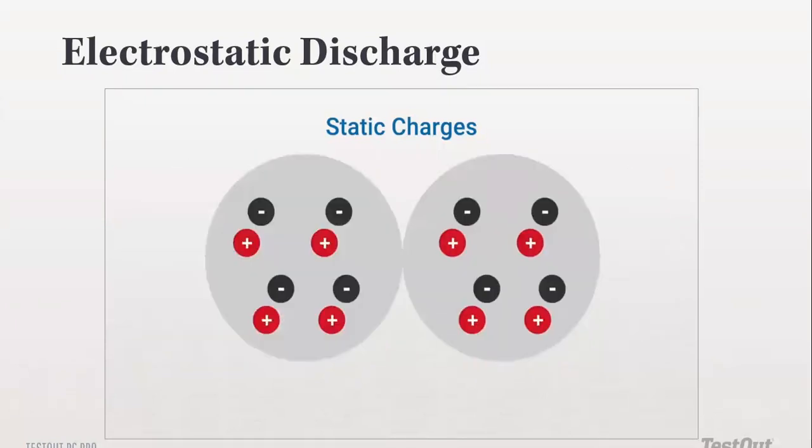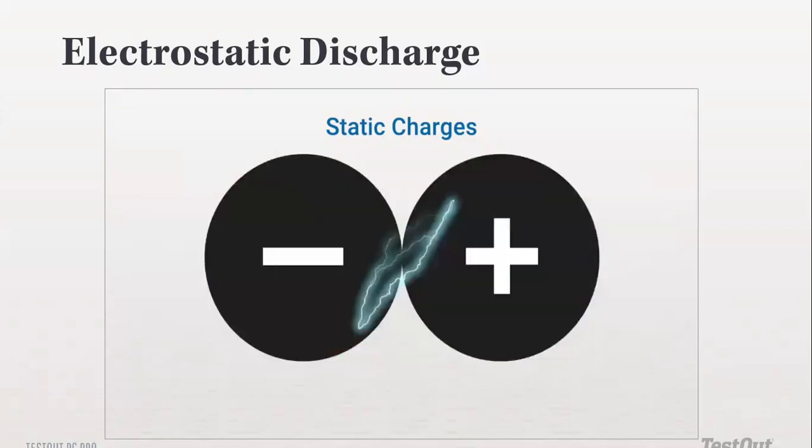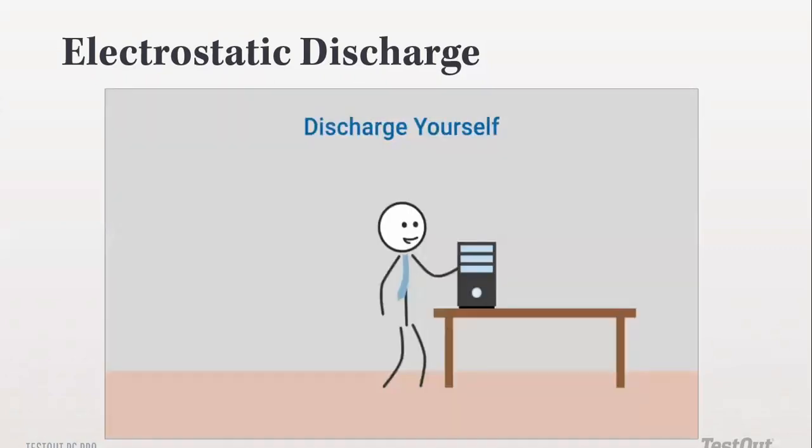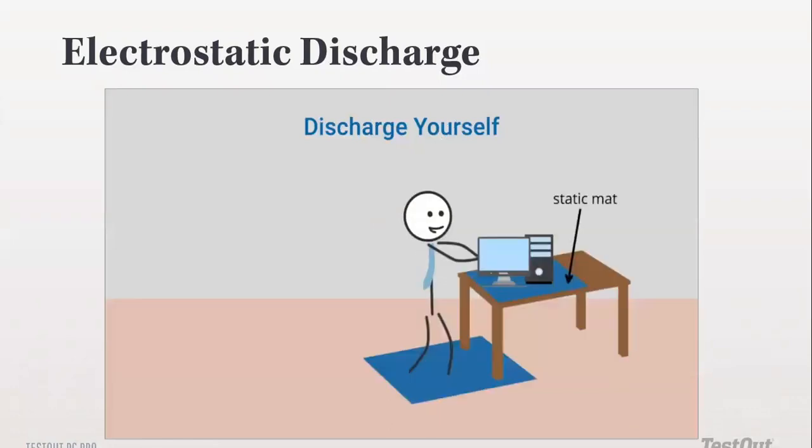By touching the PC case, you equalize the amount of electrons and protons, or electricity, that is found in your body and in the PC case. So even if you touch a component, there will be no movement, and hence there will be no electrostatic discharge. That's the first thing that you should do.